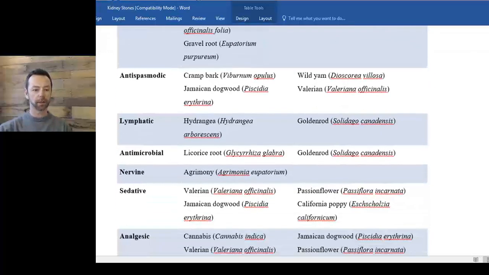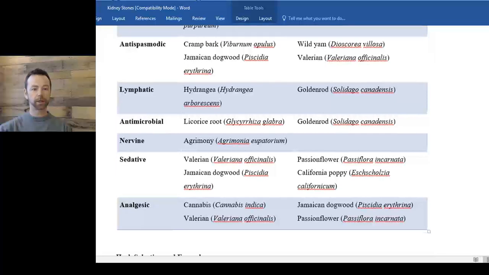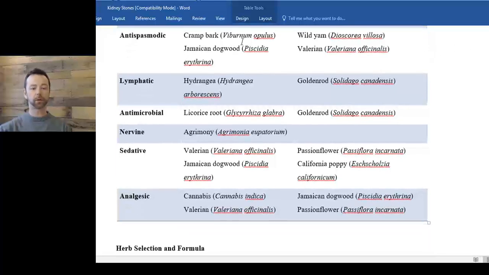Antispasmodic. Couple of choices here. Probably the best one, or the ones you'll see most commonly used, are cramp bark. That one's used anytime, as the name implies, where there's cramping. I like valerian because it's going to double down as a pretty good antispasmodic, but also as a sedative and provide some extra pain relief. Lymphatic, I don't know about lymphatics so much in their action here, but another herb that has good traditional use here is hydrangea.